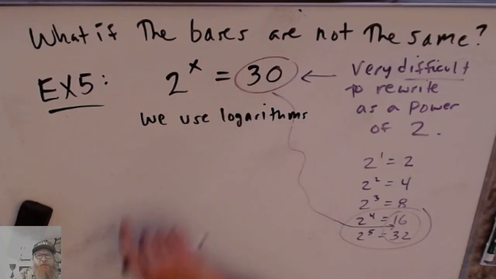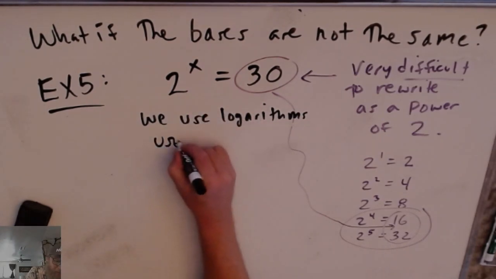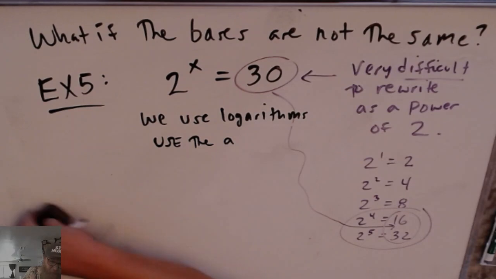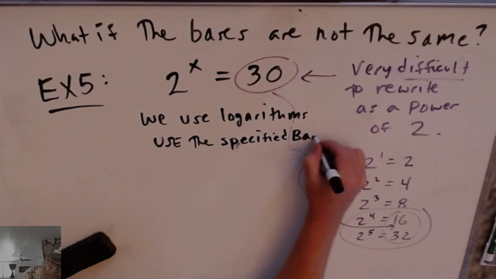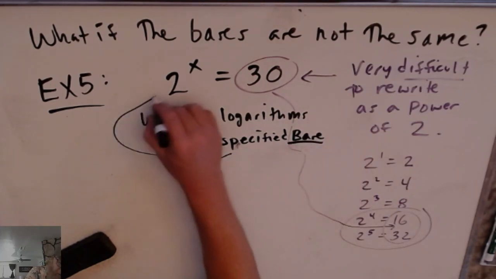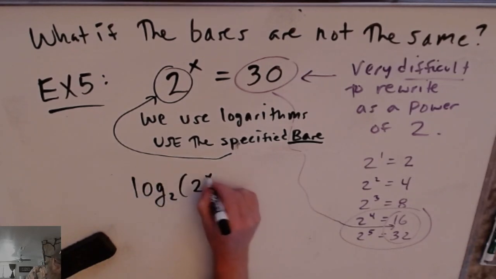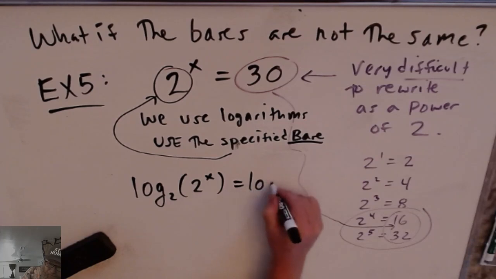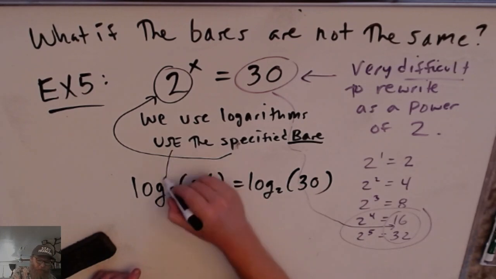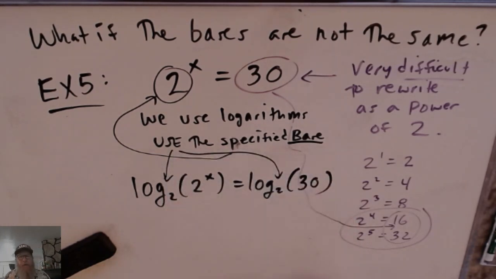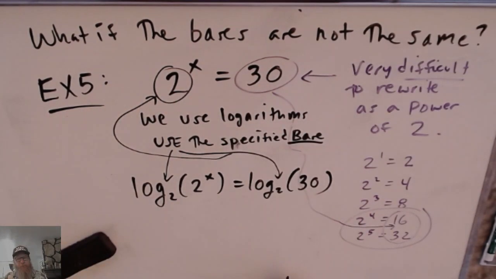Now you want to use the logarithm associated with the base. Use the specified base. So in this case, the base is specified to be 2. So we're going to put log base 2 on both sides of the equation. In other words, we're going to use the logarithm to solve the exponential.